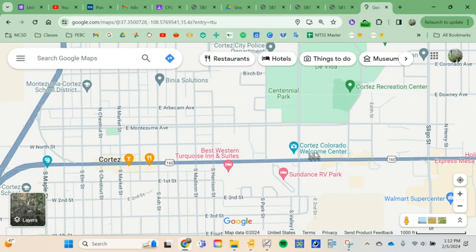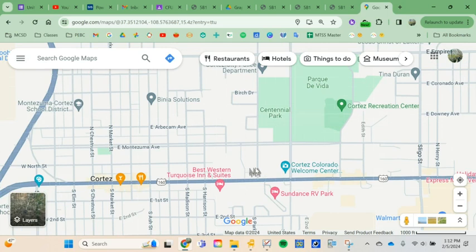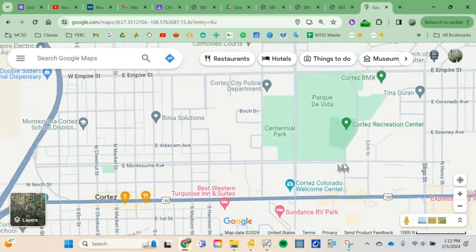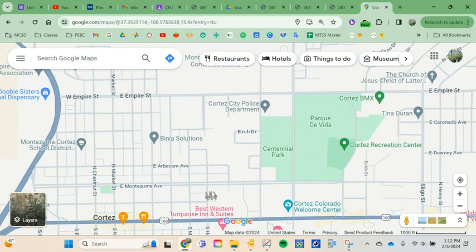Arbacam and Main Street. Empire and Main Street. Good. What did you say, Anthony? Empire and Main Street, or Empire and Montezuma, right? Those.